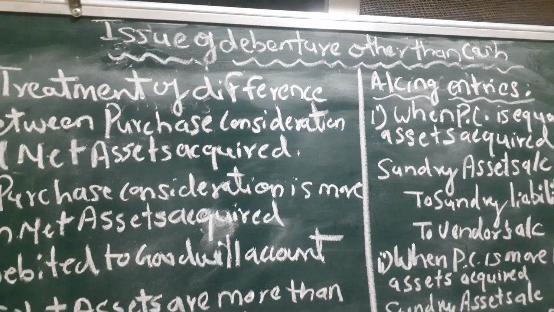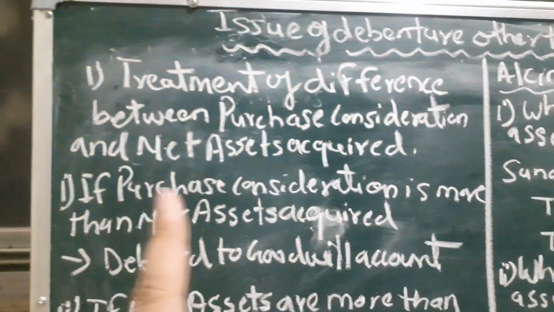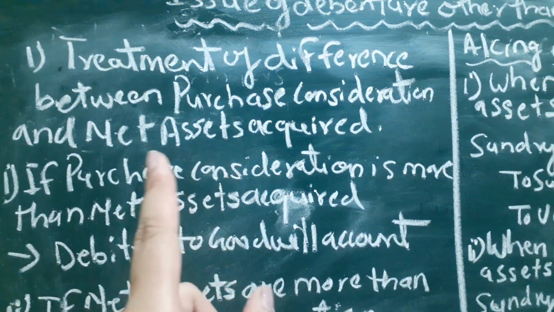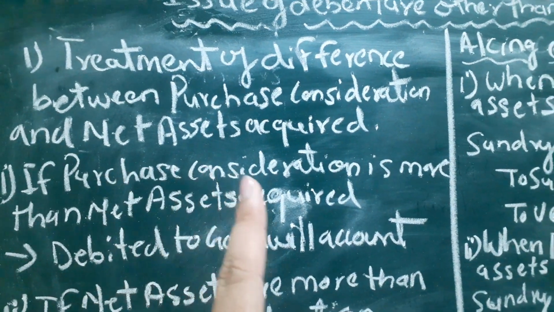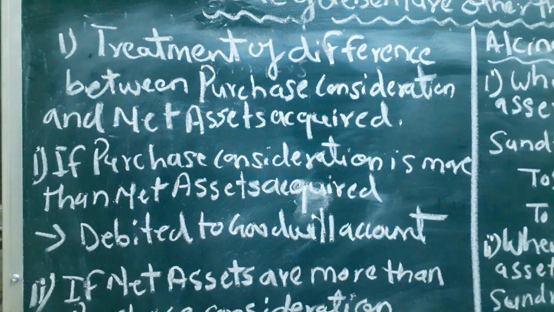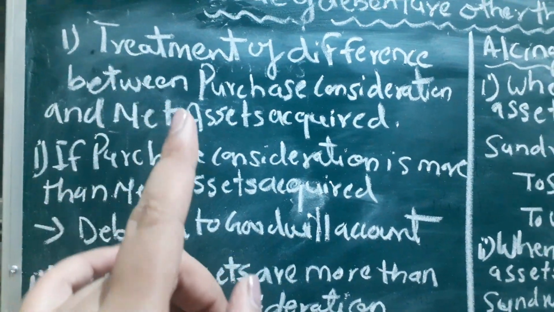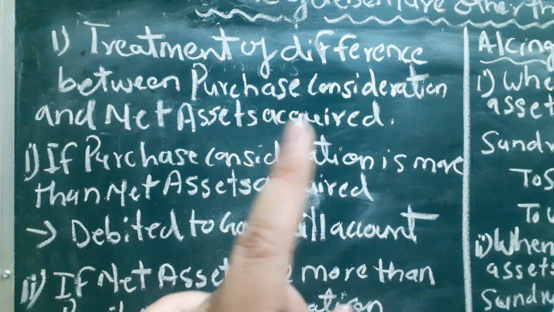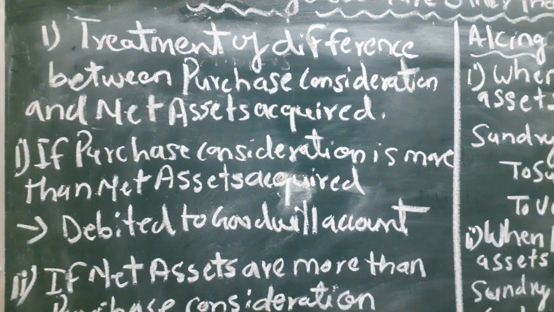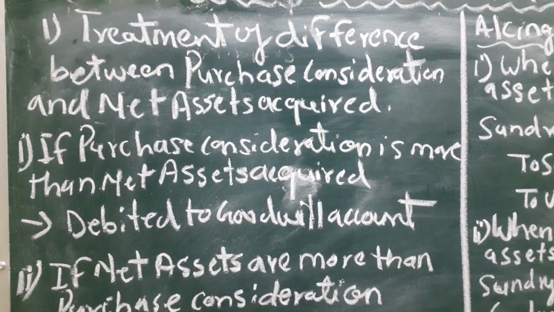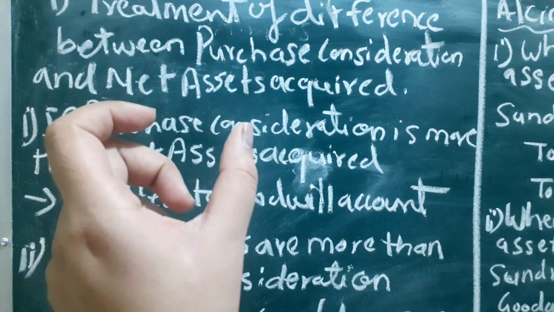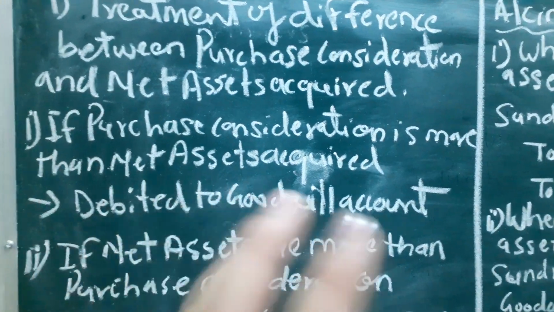Okay, now let's see the accounting treatment of the difference between purchase consideration and net assets acquired. Net assets is nothing but the value of assets minus the value of liabilities. So the difference between assets and liabilities is called net assets. How do we treat, as per the accounting rules, a difference between purchase consideration and net assets? We have gone through three cases where purchase consideration can be equal to net assets, more than net assets, or less than net assets. When I speak about net assets, I'm basically referring to assets minus liabilities.